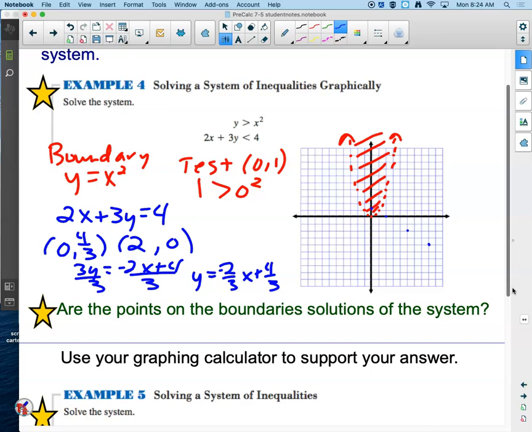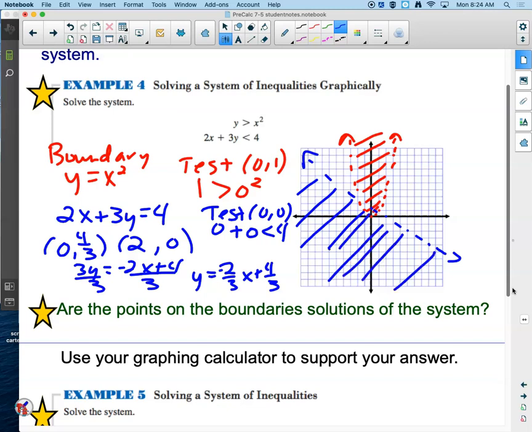So should that one be dashed or solid? That one's dashed as well. Doesn't have an equals bar. And it does not go through 0, 0 this time. So we could test 0, 0. And it would say 0 plus 0 is less than 4. Well, it absolutely is. So we need to shade on this side of our line.